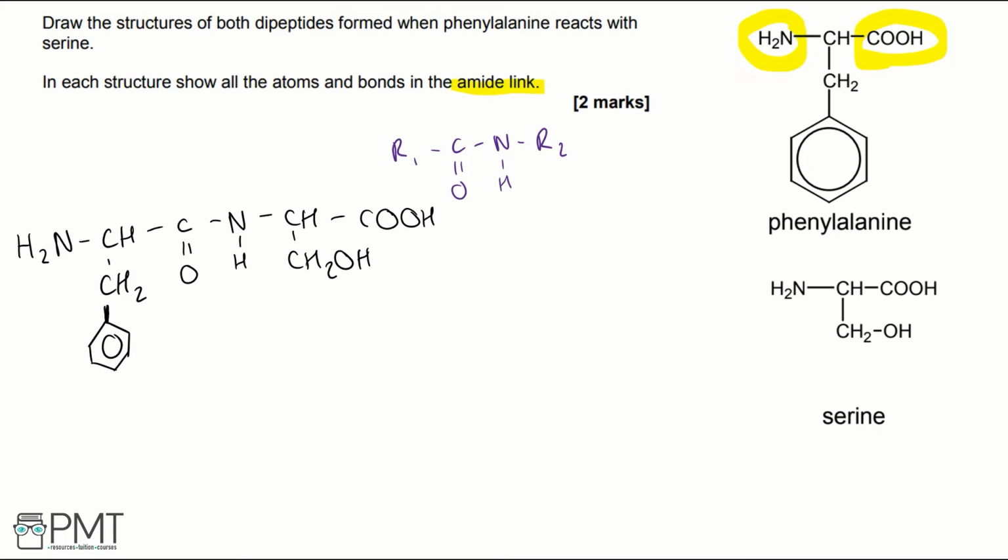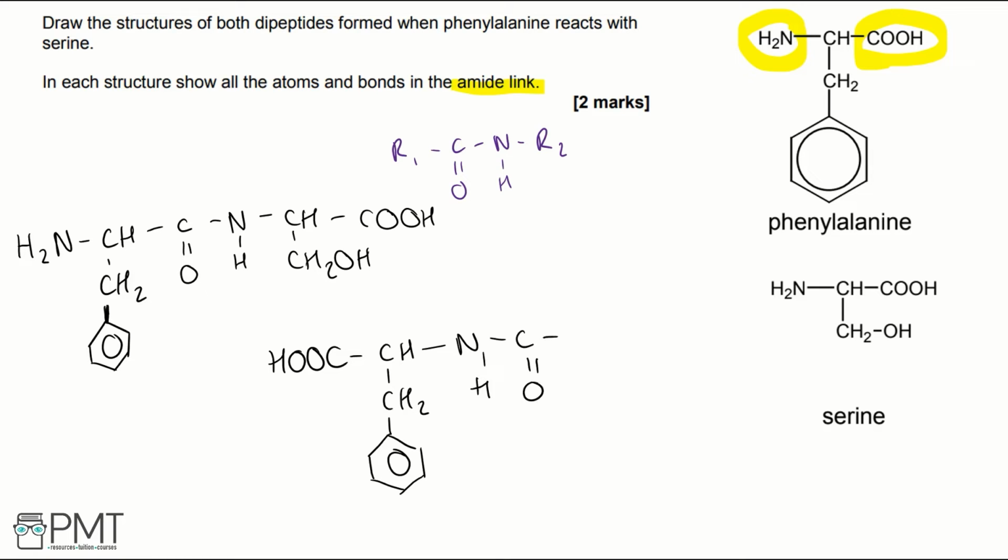Our second dipeptide, we're going to flip phenylalanine, so we're going to have HOOC, CH, CH2, and our benzene ring. And then we're going to have NH connected to a C double bond O, CH, NH2, and CH2OH. So to get the marks for this question, you get a mark for each dipeptide that is correct.